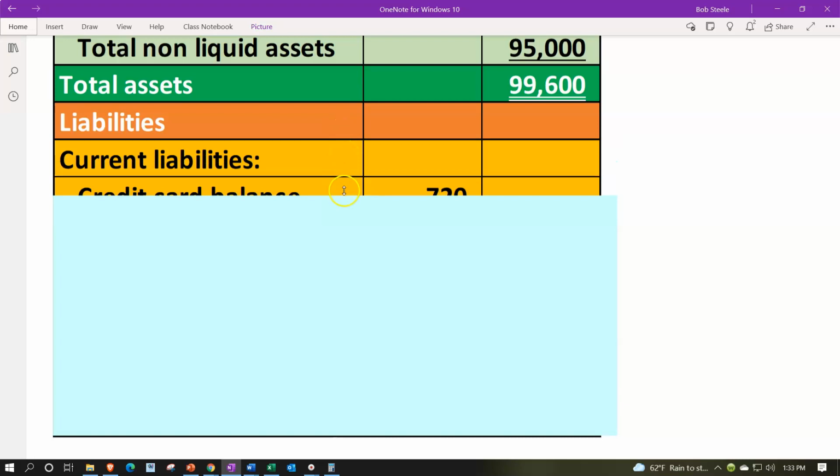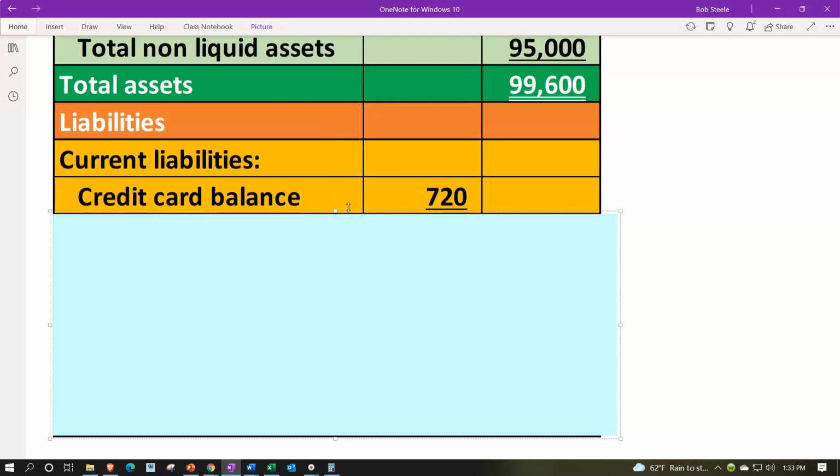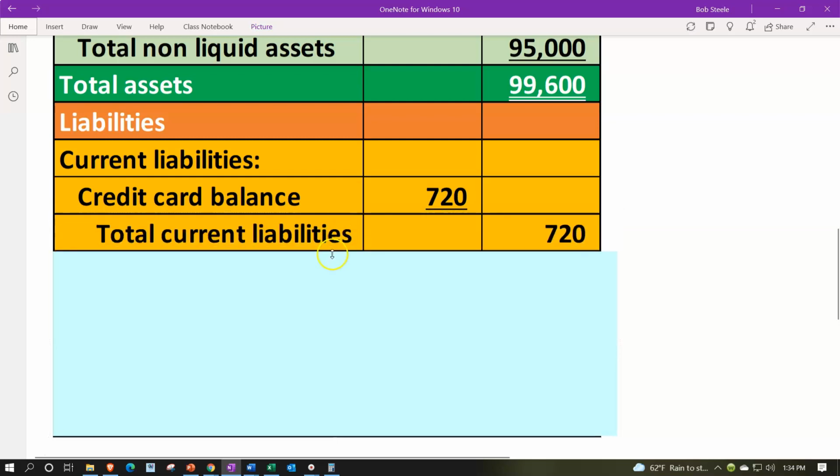Then we're going to go to the liabilities. These are things that we owe money on in the future. We got the credit card balance. That was our short-term liability, something that's going to be due within the next year. And that is all we had. So we got the total current liabilities being the 720. Current liabilities is the same as the business term, for personal and business. So current liabilities generally will be called current liabilities.